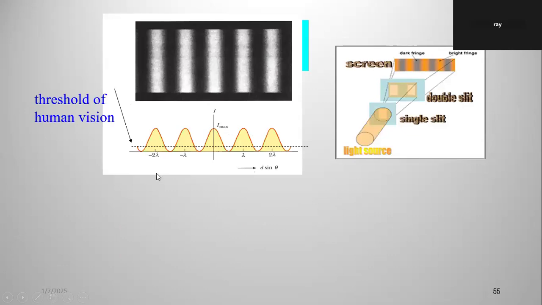That's the intensity-distance graph. It's called the threshold of vision. The threshold of vision basically tells us that our eye cannot see below a certain intensity. So instead of a dark line there, we see a dark band. Below that intensity, we cannot see anymore. That's why we see a dark band.